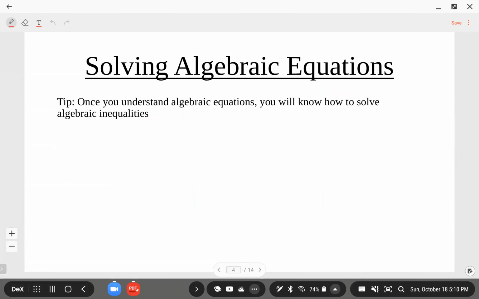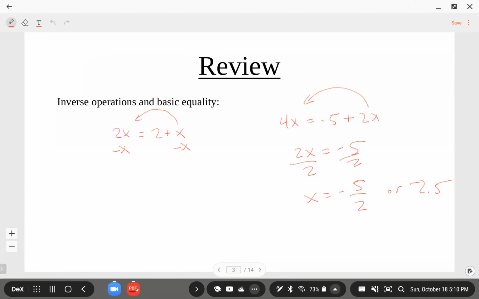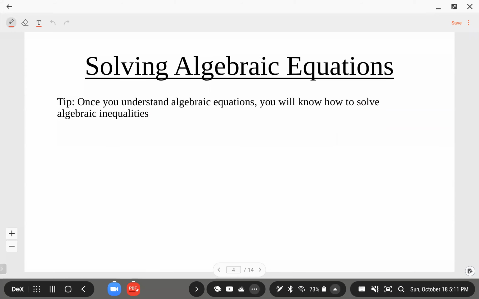Now, solving algebraic equations. So here's a tip, and I already mentioned this. Once you know how to solve equations, you should know how to solve algebraic inequalities. There are just a few differences when solving algebraic inequalities, and I'll go over that later. Okay, so we already solved a few simple ones. Let's solve some harder ones.